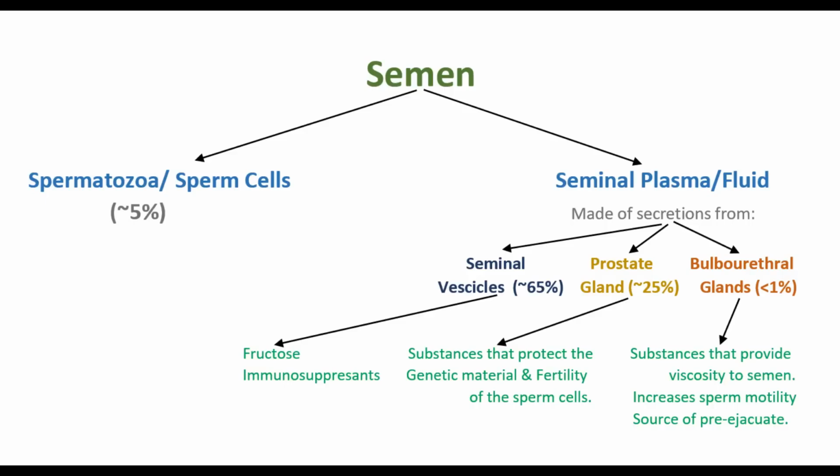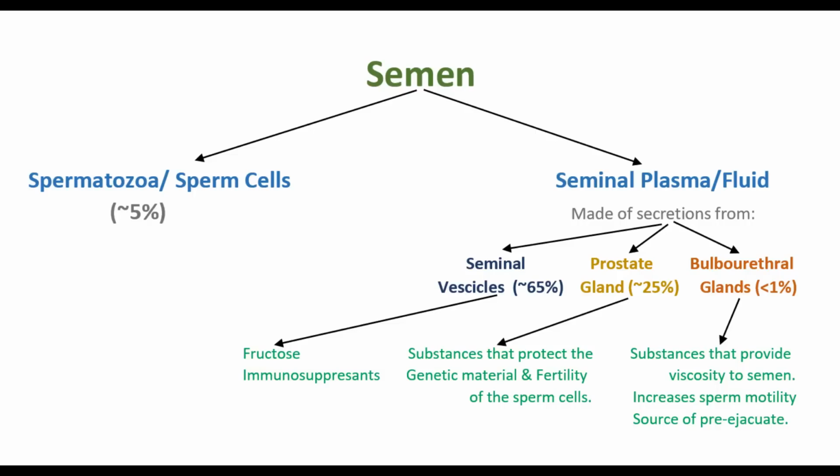Secretions of the seminal vesicles contain fructose, along with substances that suppress any immune response against the foreign sperm inside the female reproductive tract. Secretion of the prostate gland contains substances that help to stabilize and protect the genetic material and thereby the fertility of the sperm cells.